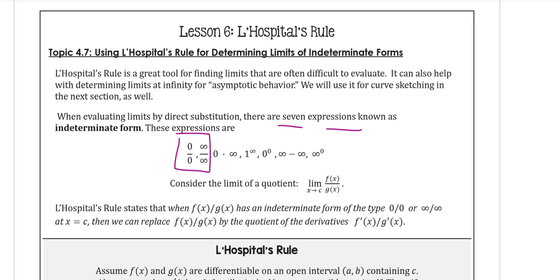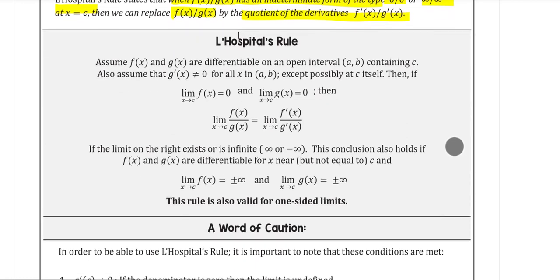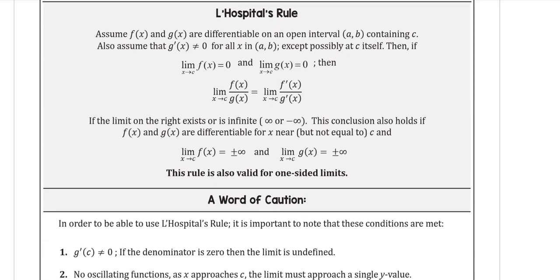So the actual rule of L'Hopital states that when f of x over g of x has an indeterminate form of the type 0 over 0 or infinity over infinity, and of course that can be negative infinity over negative infinity, at a particular value, then we can replace f of x over g of x by the quotient of the derivatives, and we'll take that limit. Okay, so here it is formally.